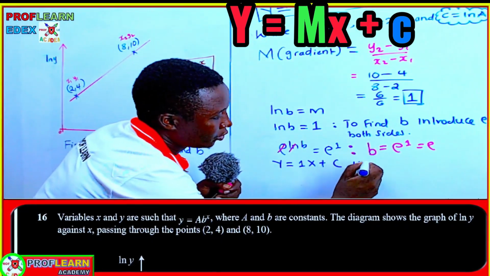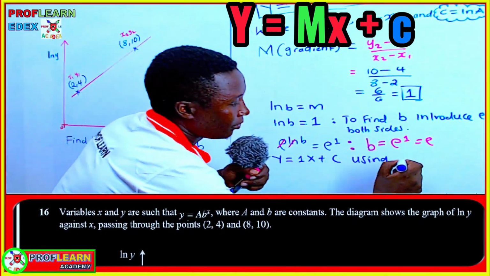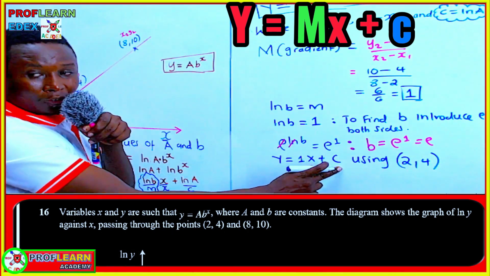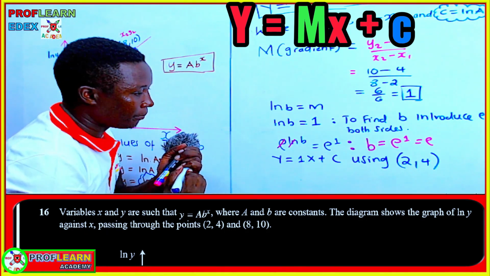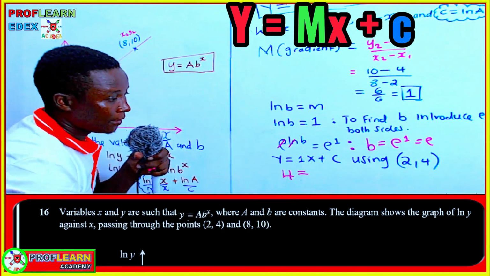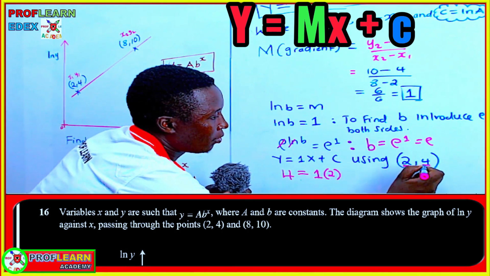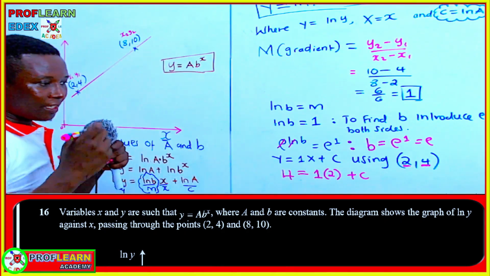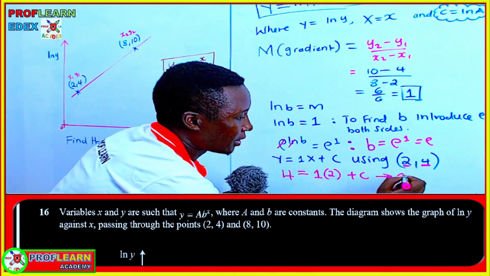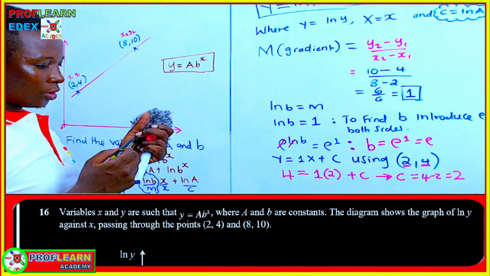Then using one of these 2 points that were given here, we can say using 2, 4, we can find the value of c. Then we can now say this is going to be 4 equals 1 times x, and our x in this case is 2 and our y is 4 here, then plus c. Then from here you can see our value of c is basically equal to 4 minus 2, which is actually equal to 2, as shown there.